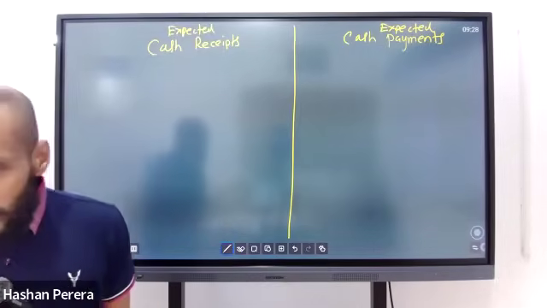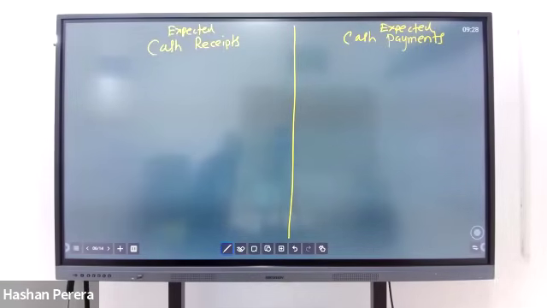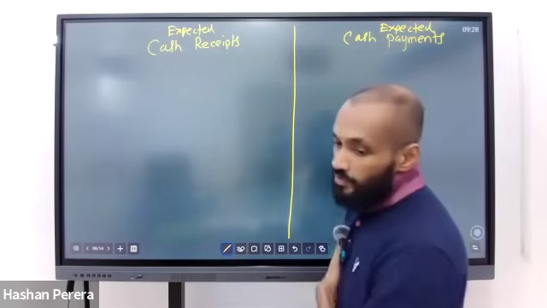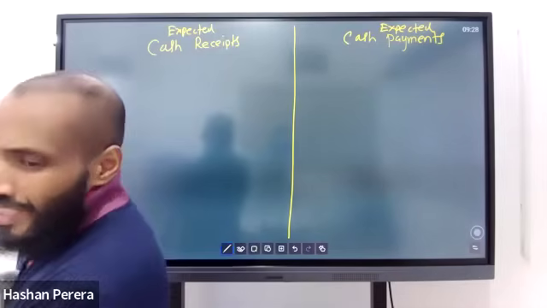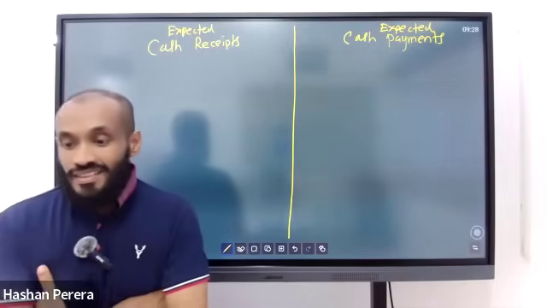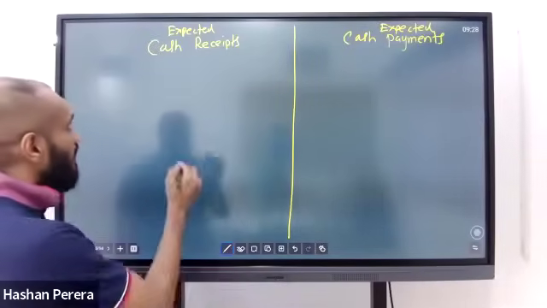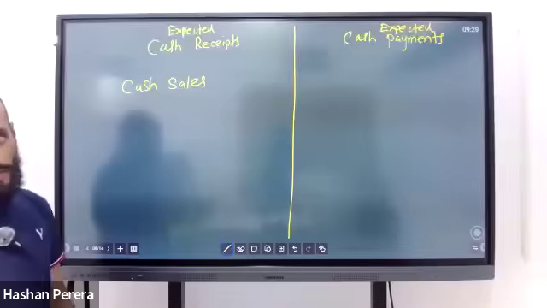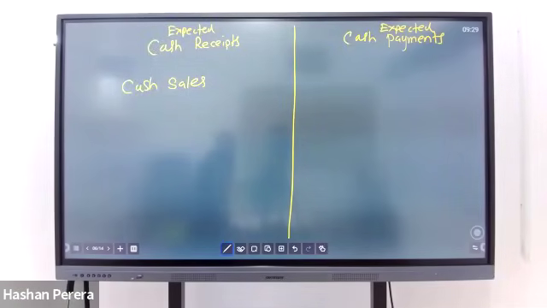Clear? Right. Shall we write some examples? What are the examples? Expected cash receipts, or more examples. Which side are cash receipts? Yes, cash sales. So here you can say, examples: cash sales.